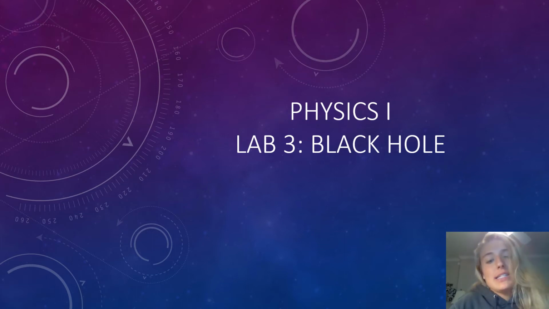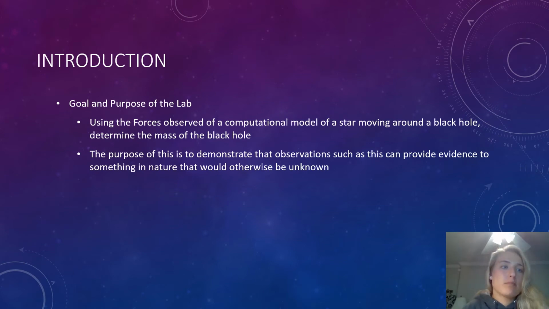Today I will be discussing Lab 3 of Physics 1, which is the black hole lab. So first, the purpose of this lab is to use forces that are observed in a computational model on GlowScript of a star moving around a black hole and then determining the mass of that black hole. The reason that this is important is to demonstrate that observations such as this in nature can be used in order to find something that would otherwise be unknown, which is actually very cool.